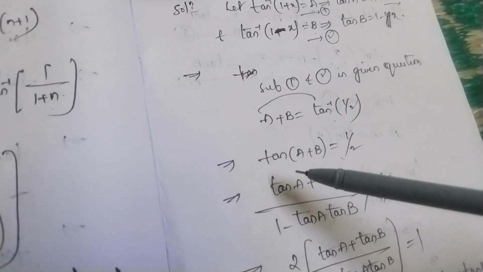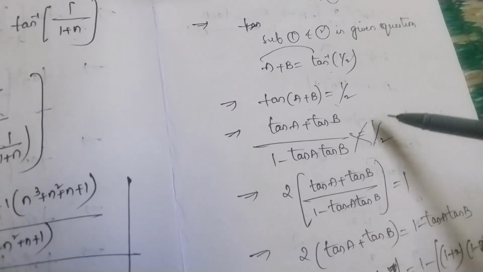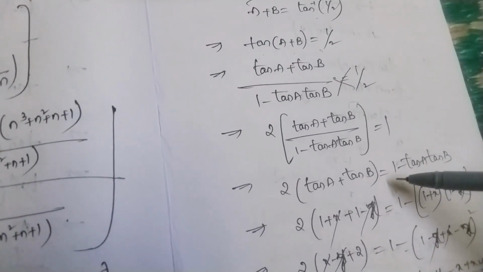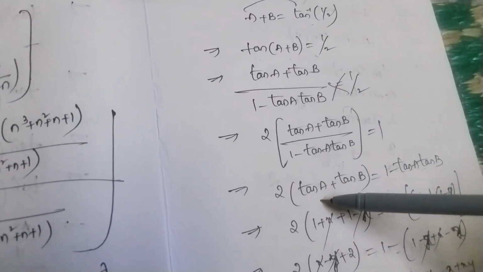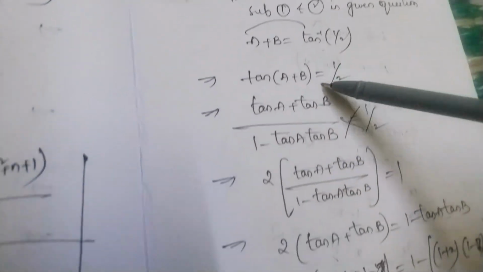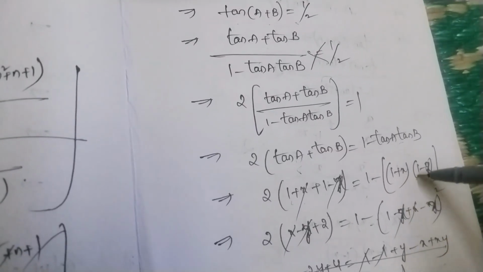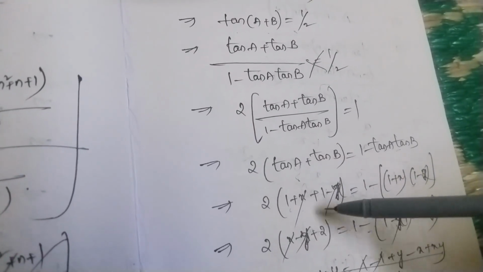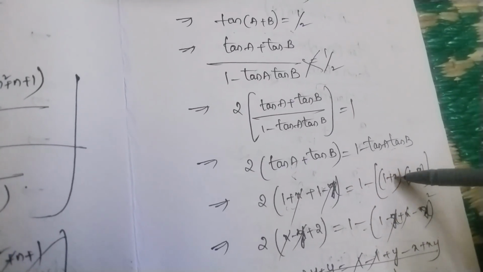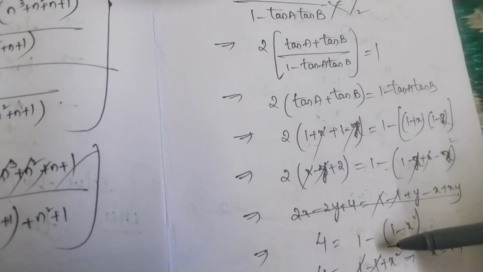Now apply the formula: tan a plus tan b by 1 minus tan a tan b is equal to 1 by 2. Then cross multiply, and we get 2 into tan a plus tan b is equal to 1 minus tan a tan b. Tan a is equal to 1 plus x, so substitute here: 2 into (1 plus x plus 1 minus x) is equal to 1 minus (1 plus x) into (1 minus x). The x and x get cancelled, so we have 1 plus 1 is 2, 2 twos are 4, equal to 1 minus (1 plus x into 1 minus x), which becomes 1 minus x square. So 4 is equal to 1 minus (1 minus x square).